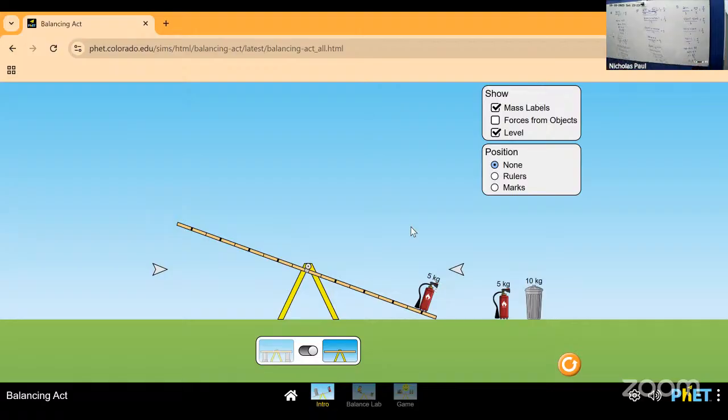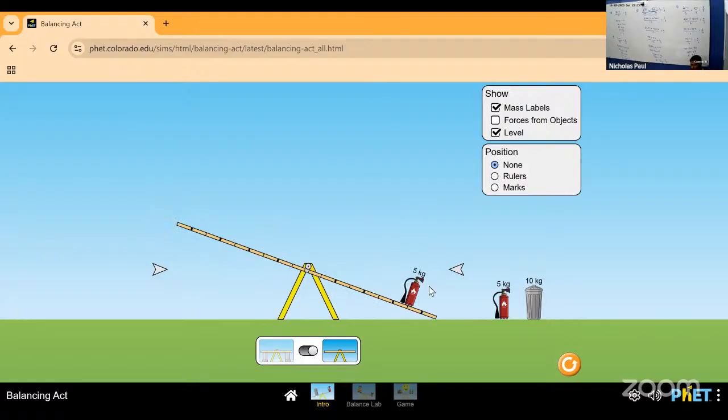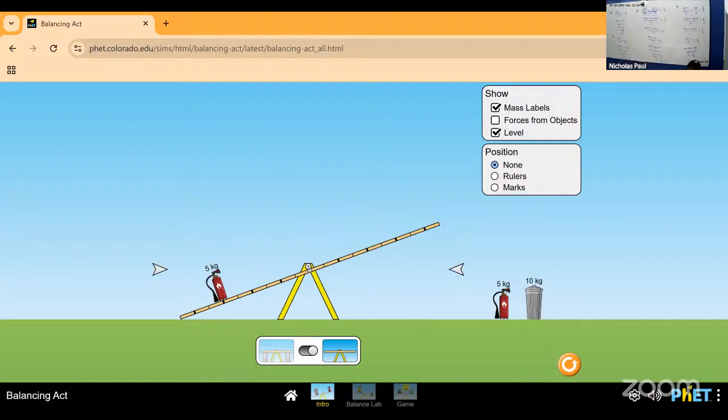If you look here now, if I place the object here, how does the plank turn, clockwise or anti-clockwise? Some forces could create a clockwise moment, or some could create an anti-clockwise moment. So we have two types of moments: clockwise moments and anti-clockwise moments.